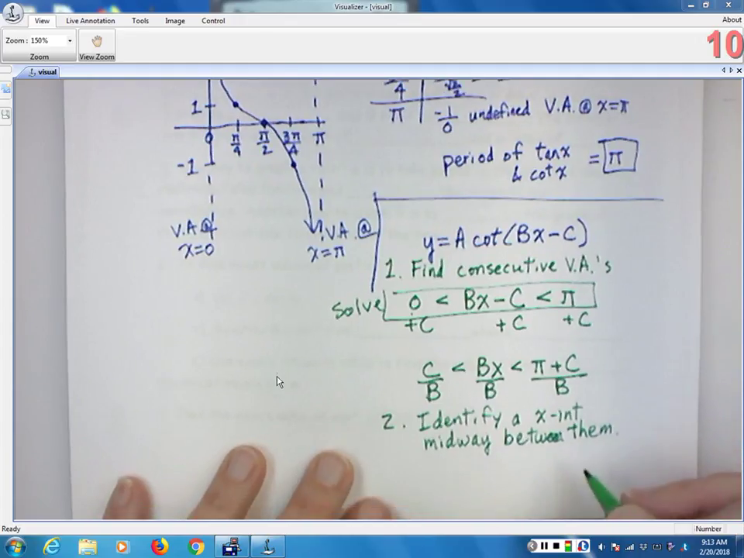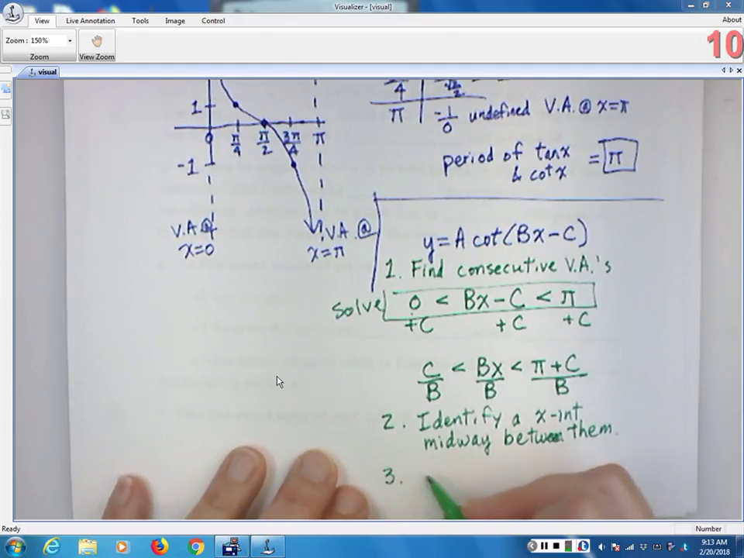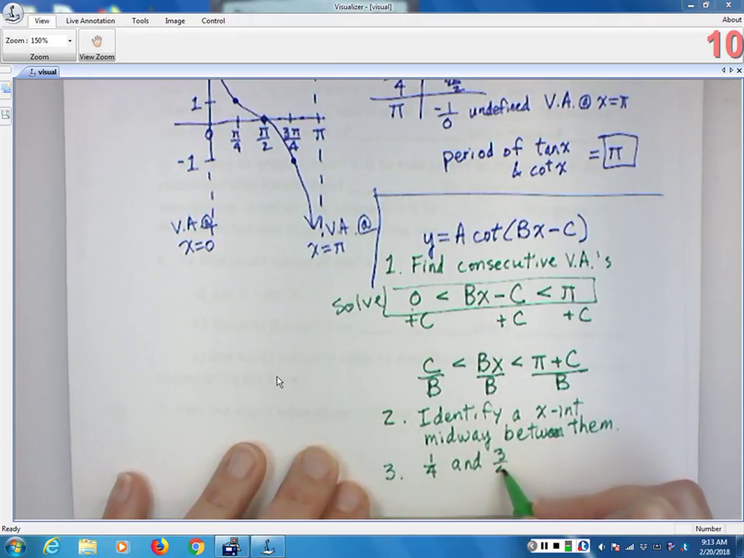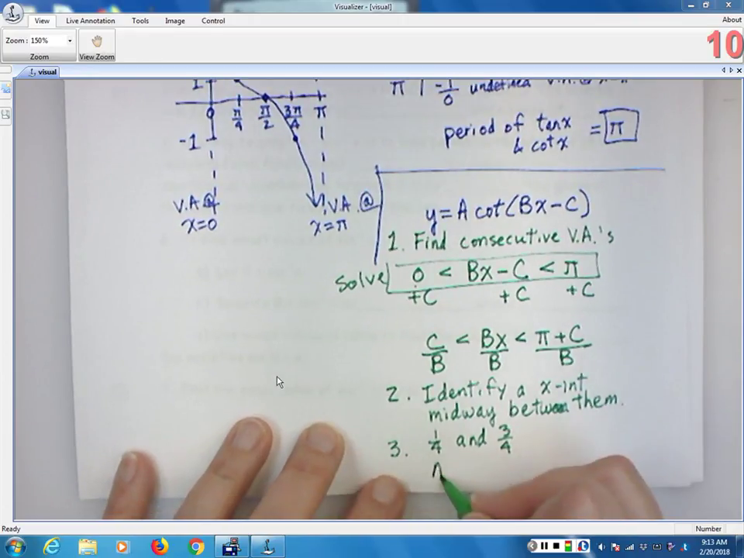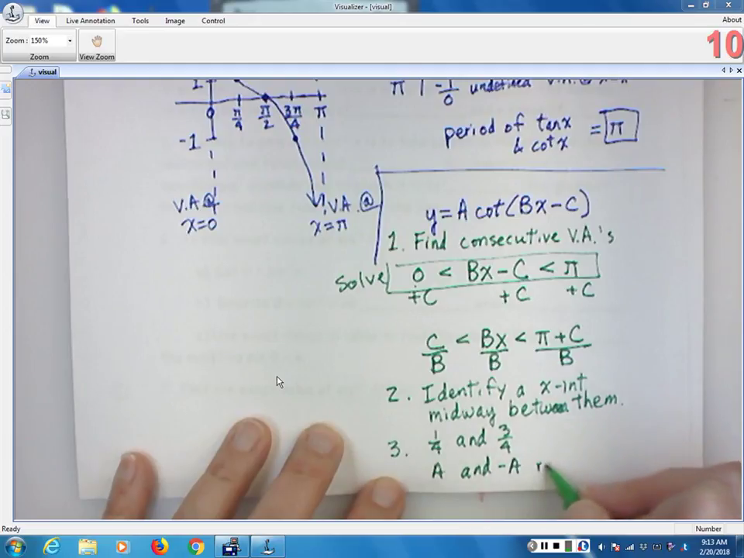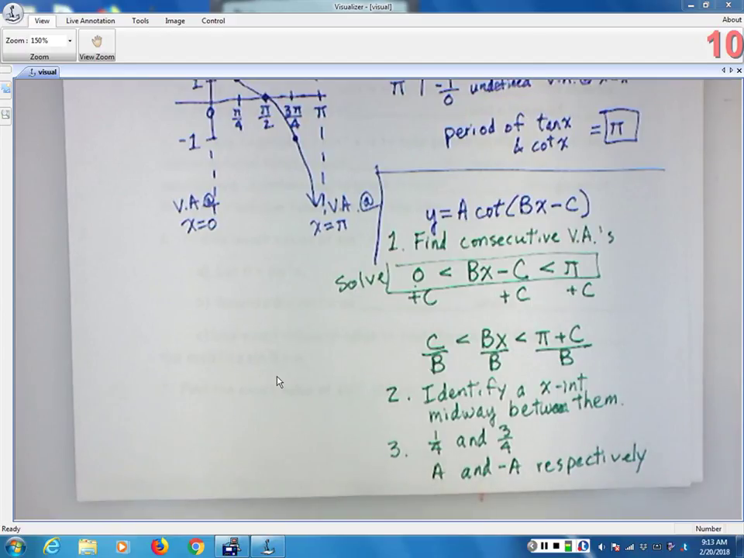And then you find a point, you do a quarter of the way and 3/4 of the way. It's just switched, and then it's going to be A and minus A, respectively. I should probably just be filling in the notes, but then you're going to graph one period, and if you need more, then you're going to continue.